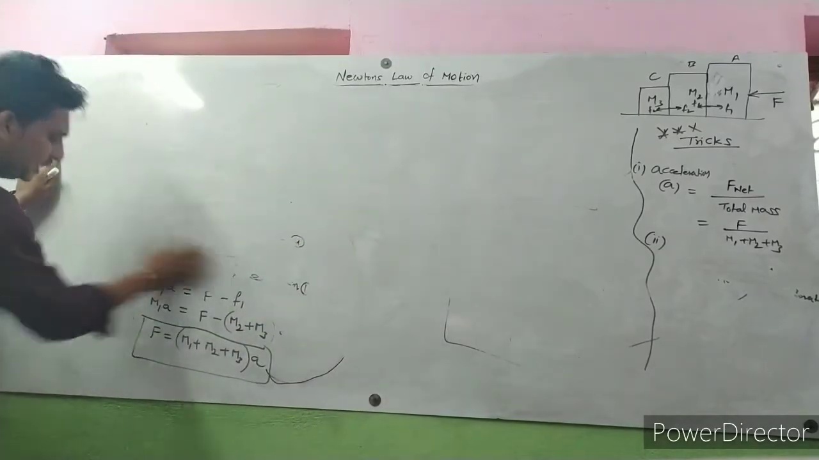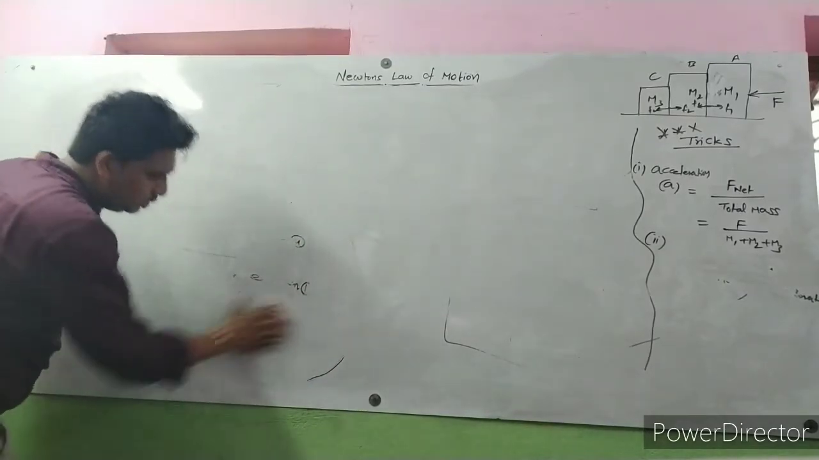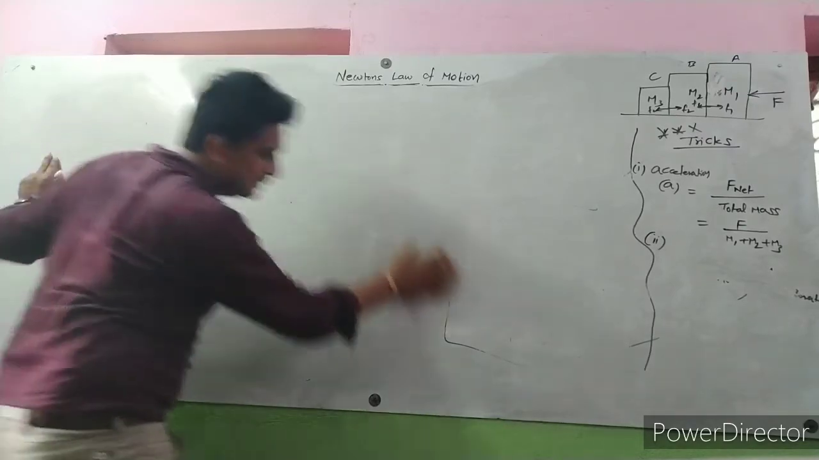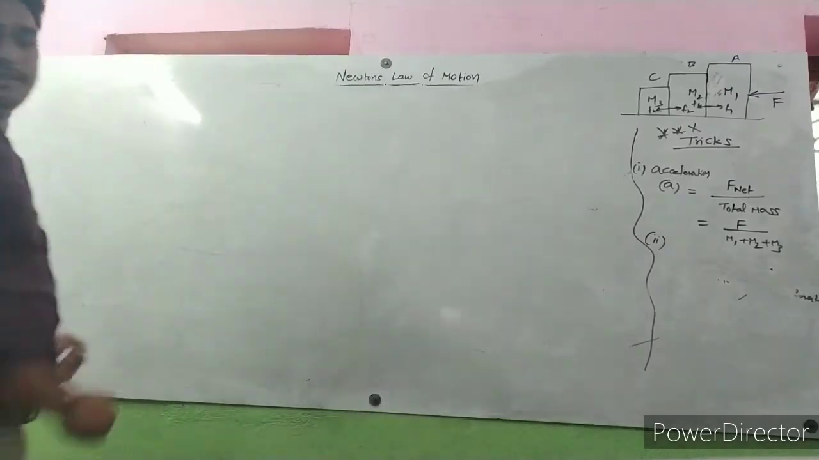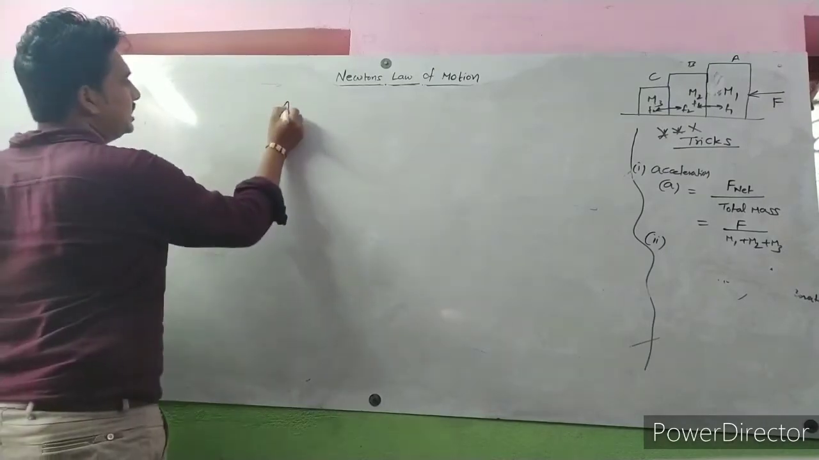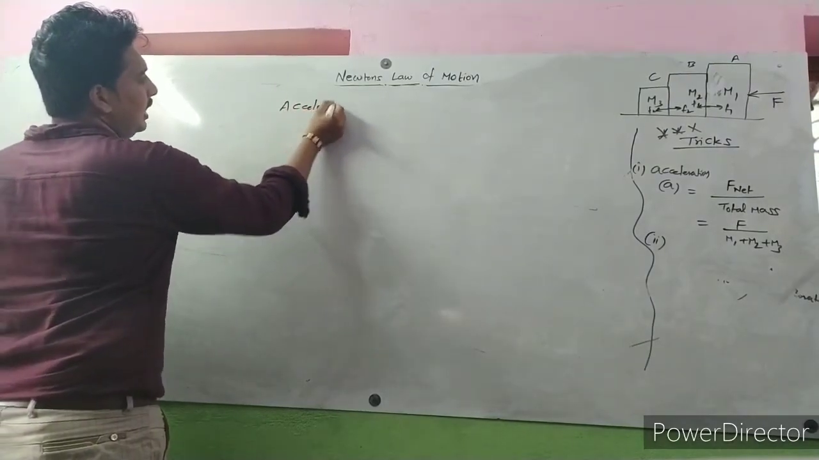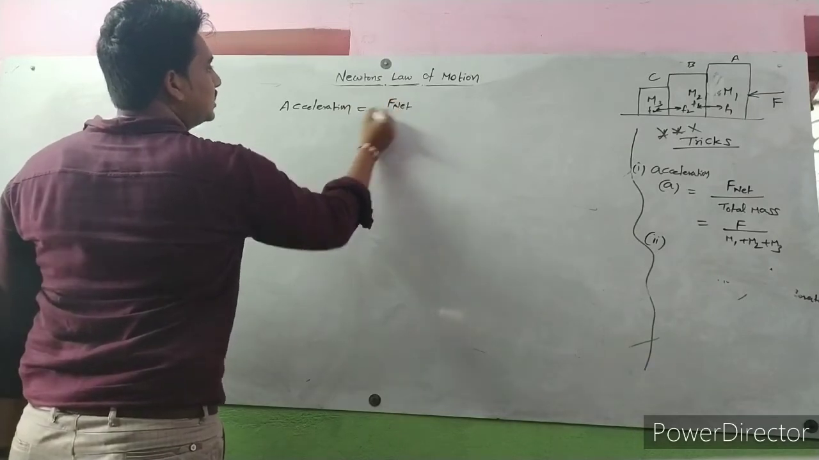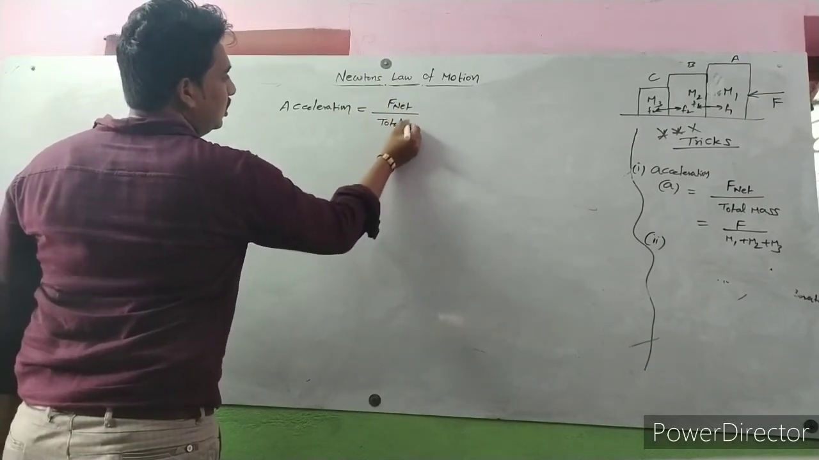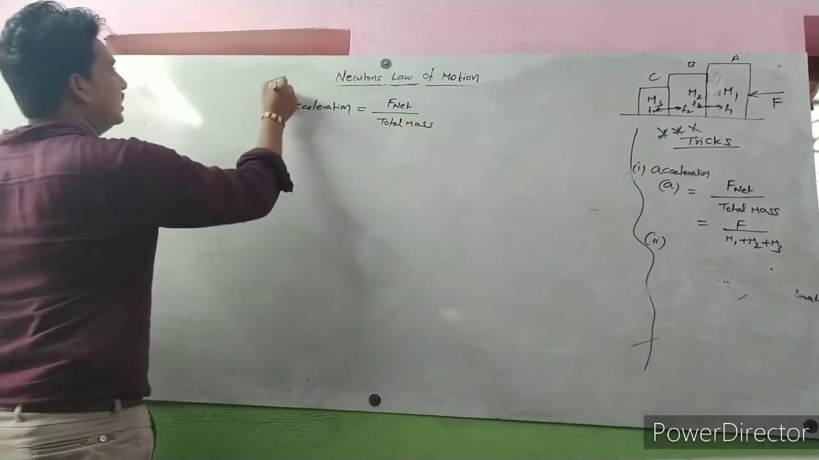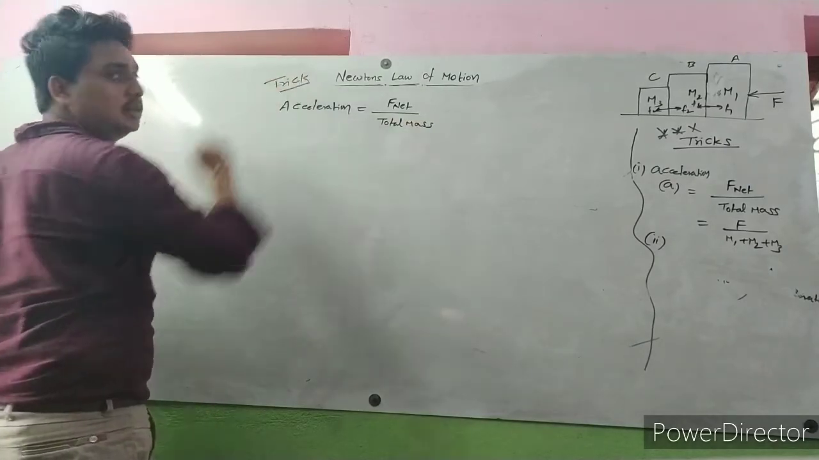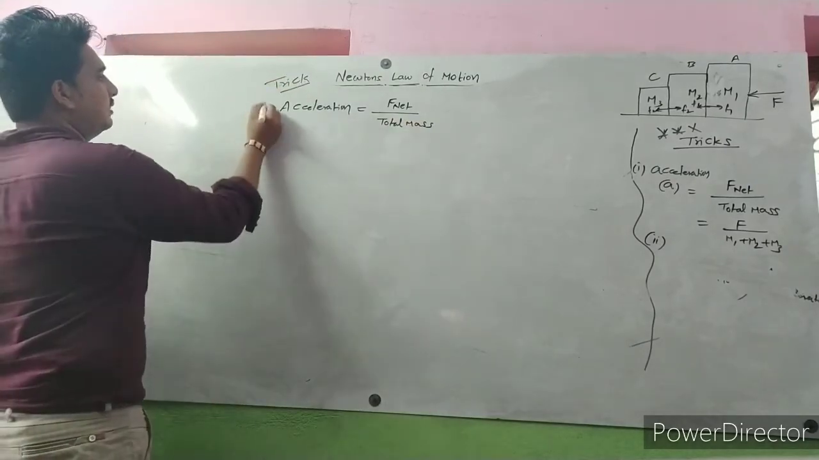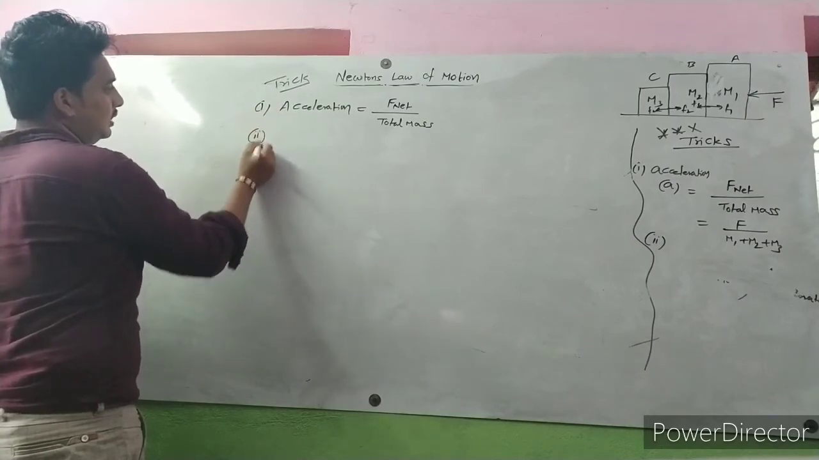So very important. Here the trick is simple. Acceleration is equal to net force by total mass. That was the first trick, with total mass.